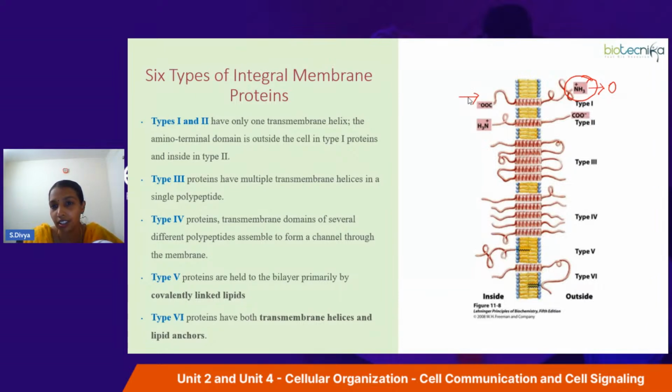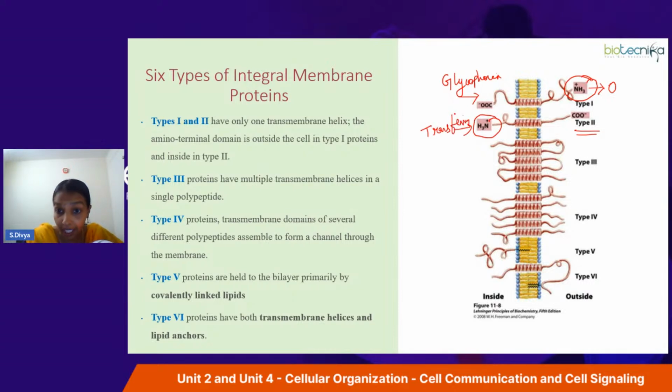Exactly, Manoj. The position of the amino group and the carboxyl group. Absolutely correct. So can you give me an example of this type 1 where you will find N terminus is present outside and C terminus is present inside? You'll find glycophorin. Now, exactly opposite is your type 2, where you will find N-terminus orientation is towards inside. And here you can take the example of transferrin receptor.